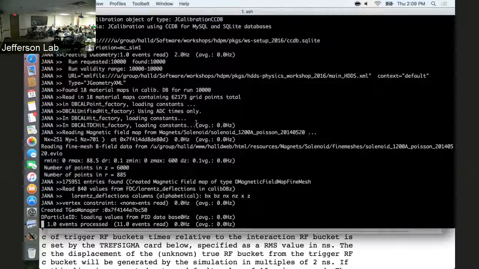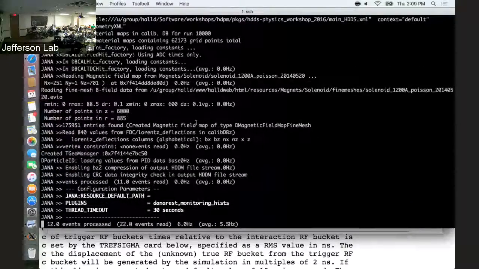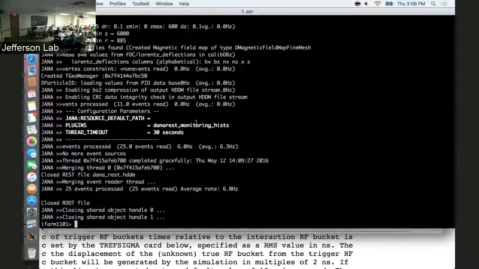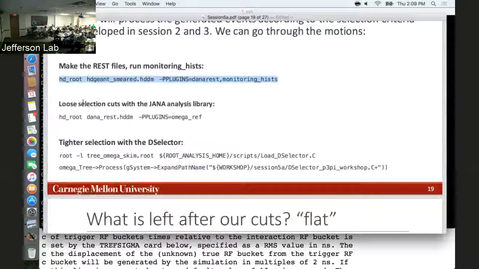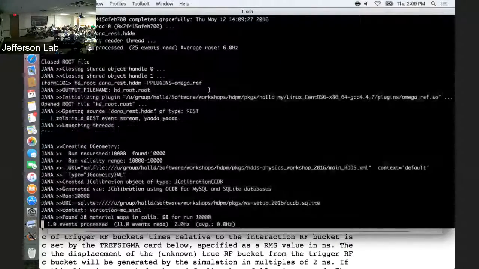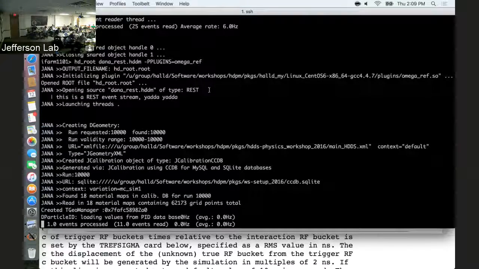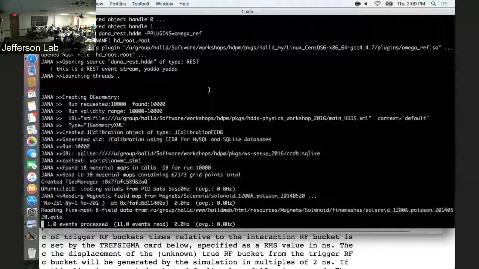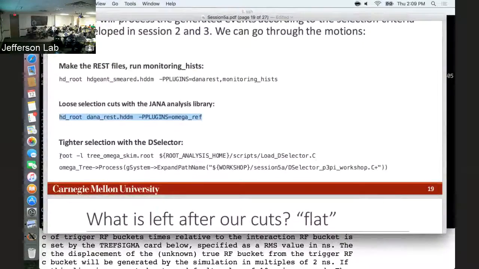For us at this point, since we only generated 25 events, these are going to be very boring, but I have already the full output for 1 million events saved, so we can look at them at the end. This is basically how you would step through this. Now you have your REST files, and you would then run this Omega Ref plugin that we developed with Paul to do these loose cuts on the Omega, and output the trees that pass our initial cuts out of JANA. The next one will be to run the deselector that we developed with Justin.